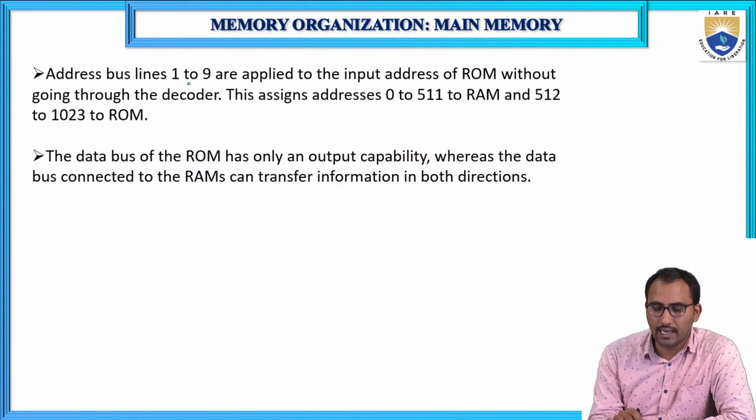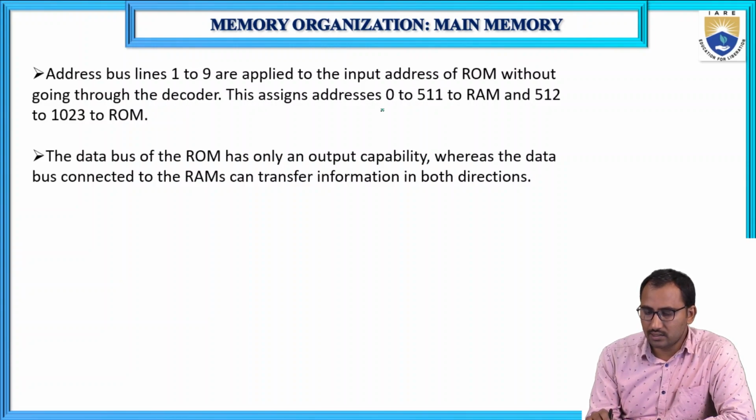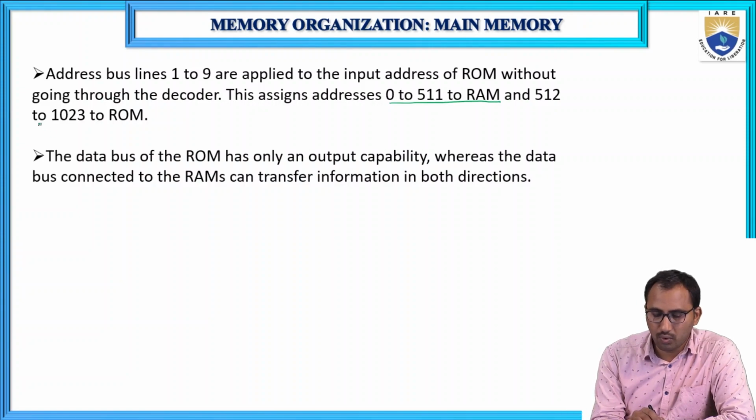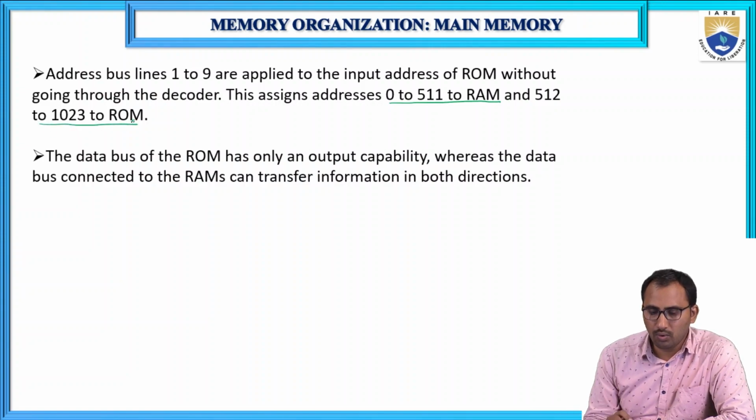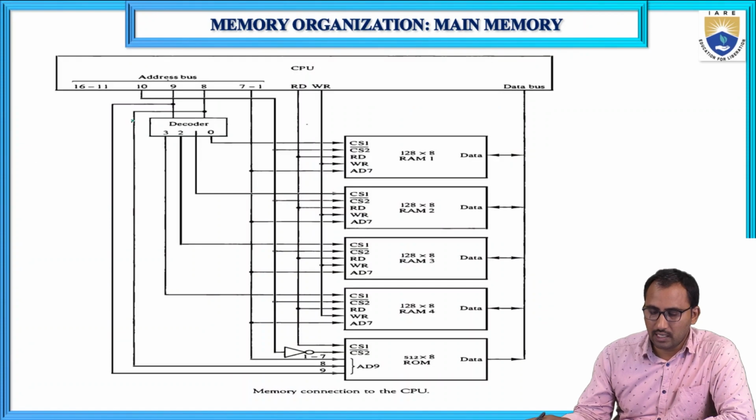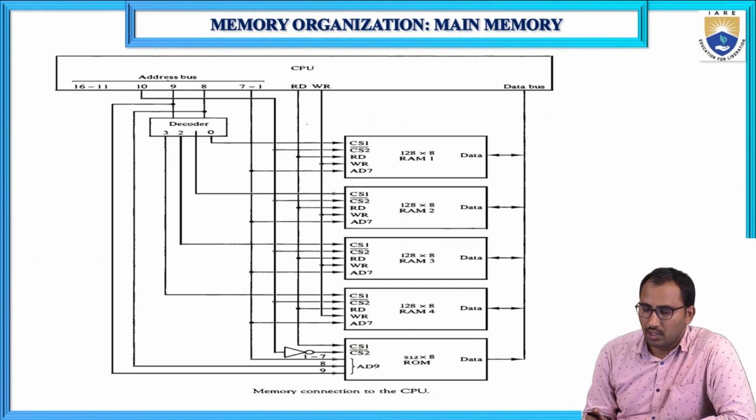So address bus lines 1 to 9 are applied to the input address of the ROM without going through the decoder. This assigns addresses 0 to 512 to RAM and 512 to 1023 to ROM. So you can understand this with this memory connection to the CPU.